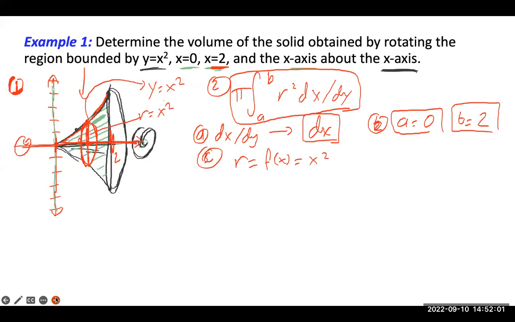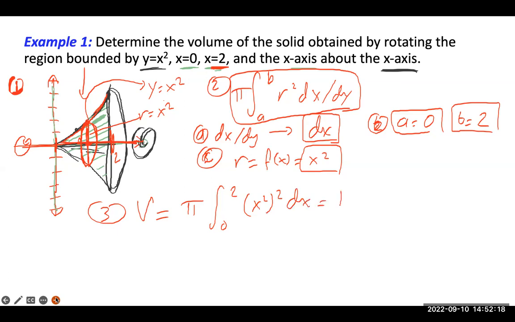Now I have all the pieces. Once you have all the pieces, the last step is to plug it into the formula. You say volume equals pi integral from 0 to 2 of the radius, which is x squared, squared dx. That's the same thing as saying pi integral from 0 to 2 of x to the 4th dx. Notice how I simplified first, and then I'm going to take the integral.